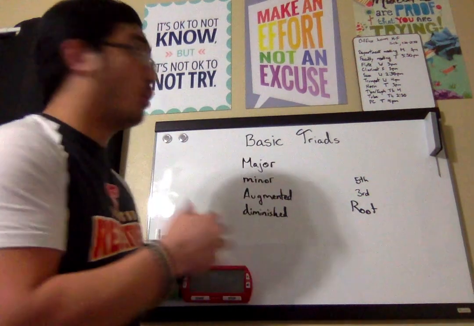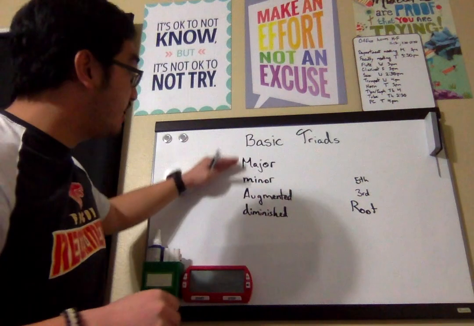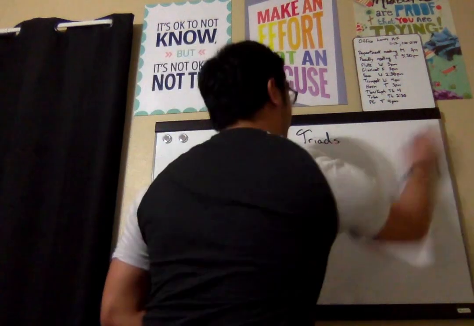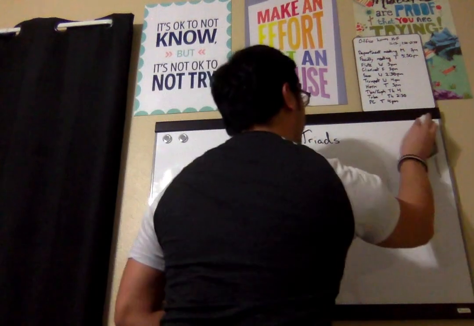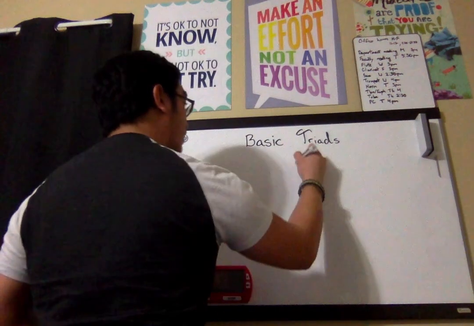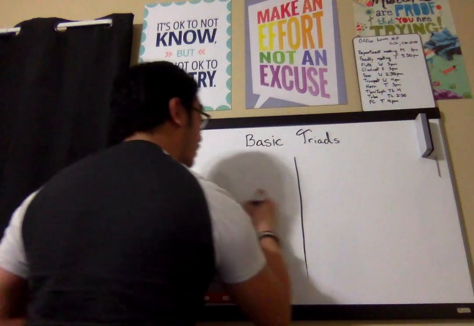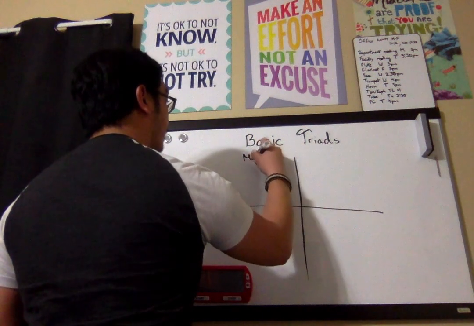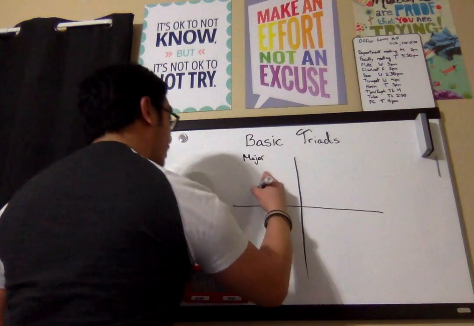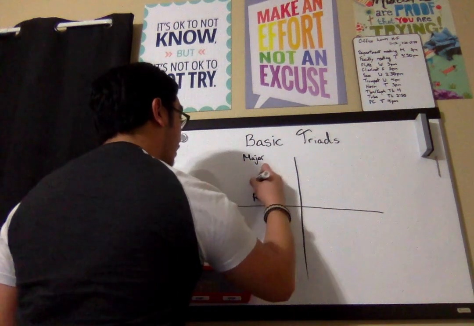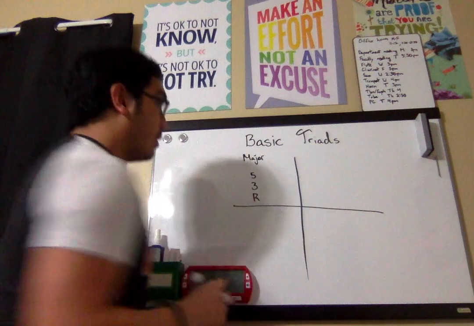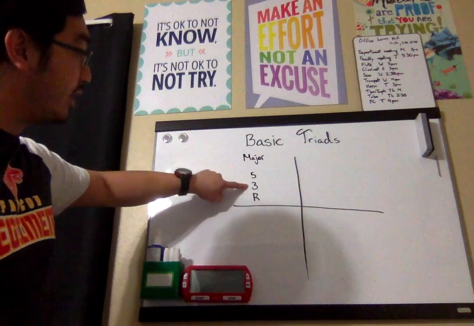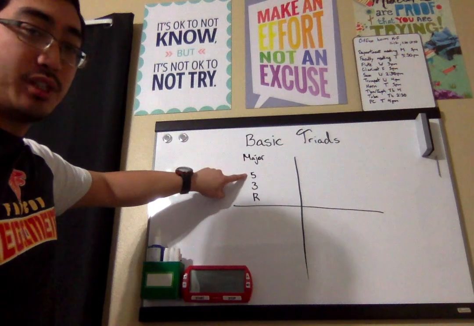So, the way to do these, each one of these different triads has a formula. So I'm going to show you. To make it easier for you, I'm going to have R, which means root, 3, which is a third, and 5, which is your fifth.